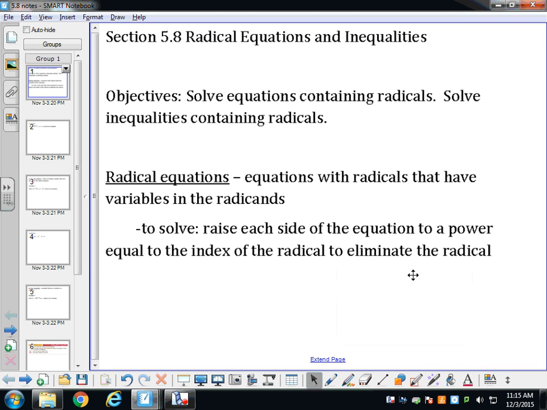In this section, section 5.8, we will be solving radical equations and inequalities. First, we're going to take a look at radical equations. What that is just equations with radicals that have variables underneath the radicals. Now to solve, first we want to isolate the radical. Once we isolate the radical, then we will raise each side of the equation to a power equal to the index of the radical, which will ultimately eliminate that radical.